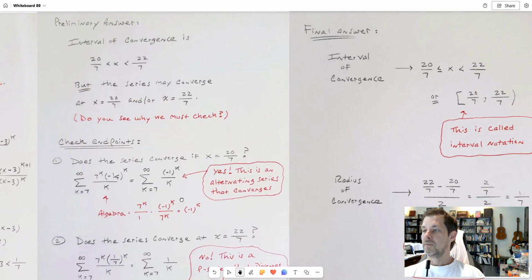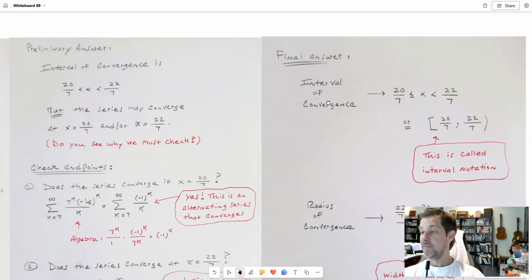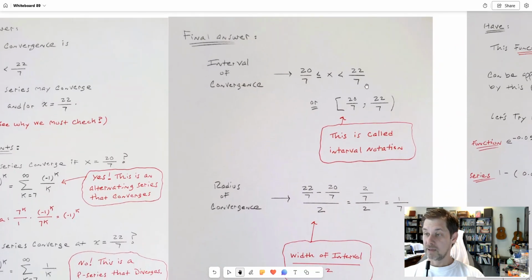Okay, so let's give our final answer like this. The interval of convergence is this preliminary answer I gave you, but we'll have to include 20 over 7 as part of it. So notice how I put a less than or equal to right there to include 20 over 7, but I'm still leaving out 22 over 7. This question on our assignment will call to write it in interval notation, even though this inequality means the same thing. So in interval notation, that bracket says I'm including 20 over 7, and every number up to 22 over 7, but the parenthesis says I'm not including 22 over 7. So there's your interval of convergence.